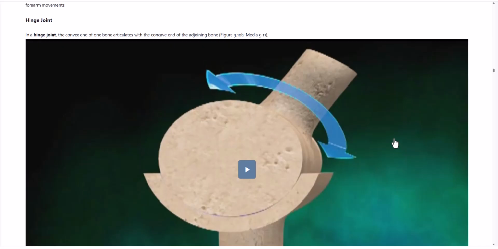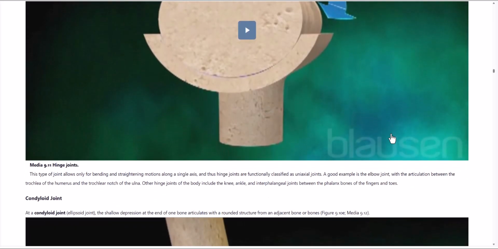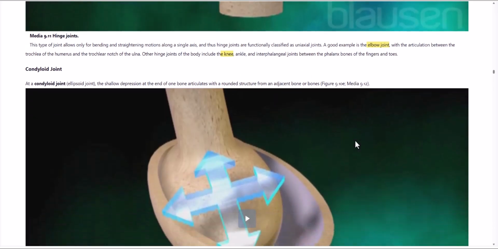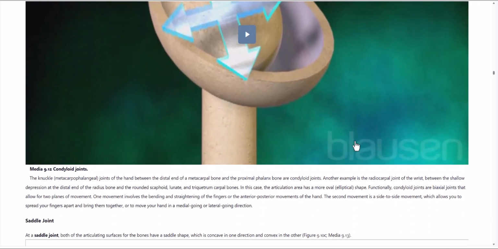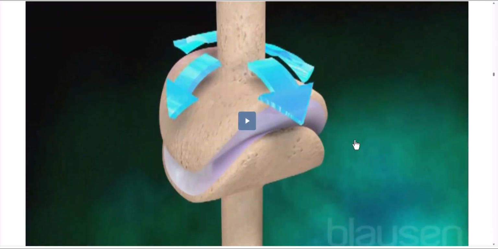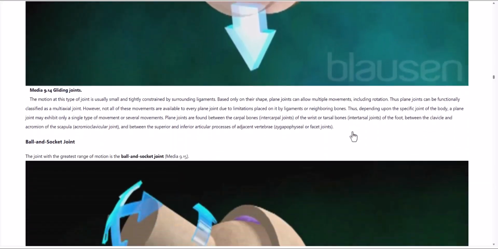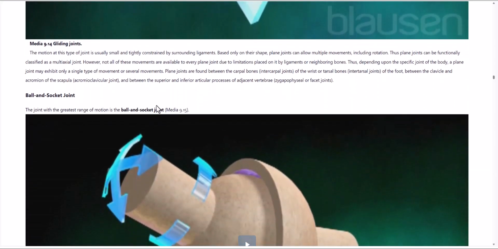Hinge joints, nice little animation about this. Again, the 2 that I want you to know are the elbow joint, and make sure also the knee joint. Those are the 2 that I want you to focus on that are hinge joints. We're going to skip over condyloid. We're going to skip over saddle. We're going to skip over plane. And we're going to end here at ball and socket.